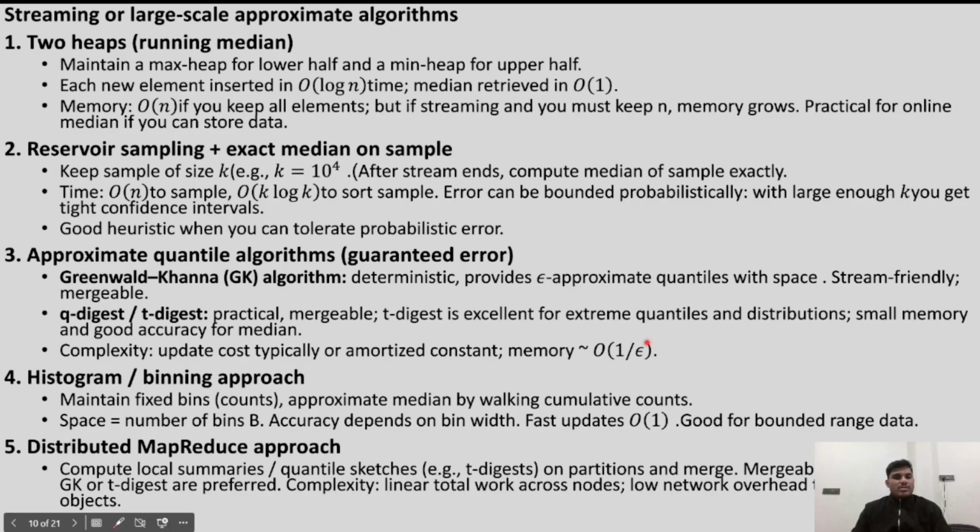Histogram binning approach. Maintain fixed bins with counts, and approximate the median by walking the cumulative counts. Space equals the number of bins B, accuracy depends on bin width, fast updates O(1), good for bounded range data. Distributed map-reduce approach: compute local summaries, quantile sketches on partitions, and merge. Mergeable algorithms like GK or T-digest are preferred. Complexity: linear total work across nodes, low network overhead to send digest objects.